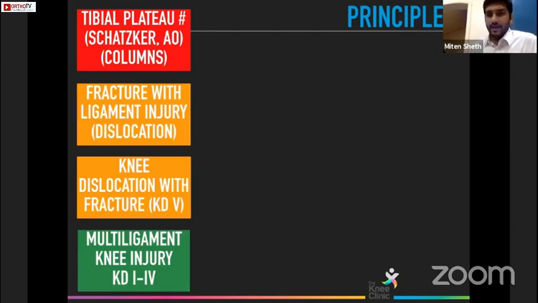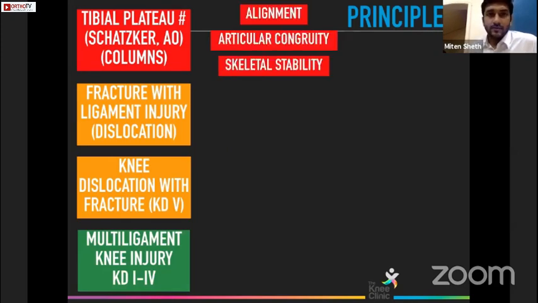The principles of management are very standard. So if you have a tibial plateau fracture, you want to establish three things: alignment, articular congruity, and when you have both of these in place, when you fix the fragments, you want them to hold in place. You want the skeletal stability.